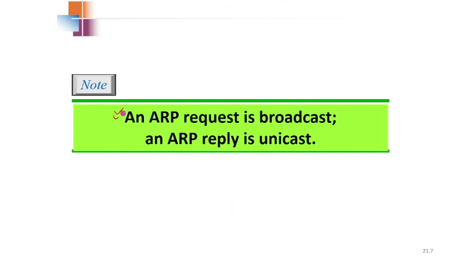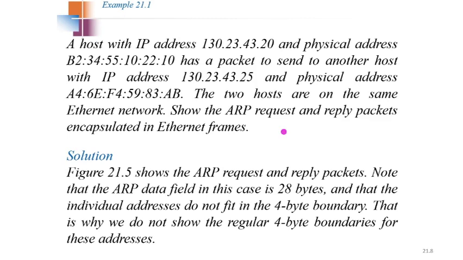So some points are there. An ARP request is broadcast type, and an ARP reply is a unicast. We have already seen that. So here is an example given. A host with this IP address and this physical address has a packet to send to another host with this IP address and this physical address. The two hosts are on the same Ethernet network, so both hosts are on the same network. So the ARP request and reply packets are encapsulated in the Ethernet format.